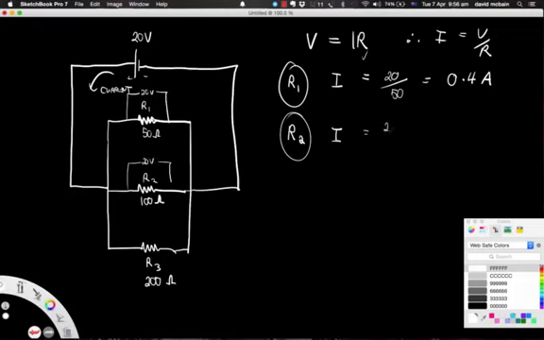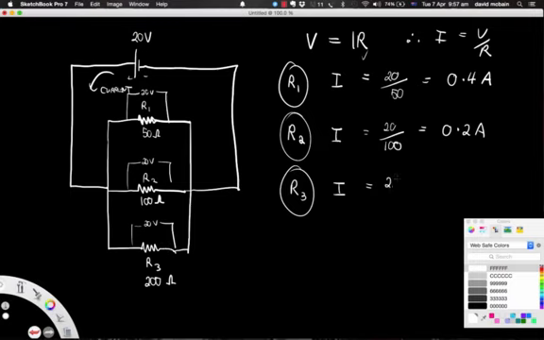So it will be 20 over 100, which will equal 0.2 amps. Now notice, the higher the resistance, the less current's flowing through it. Finally, R3, the current through that resistor will be the current flowing through it, which is, once again, because they're all in parallel, they all have the same voltage across them, so that will be 20 volts.